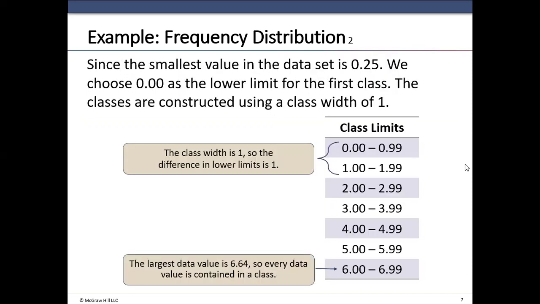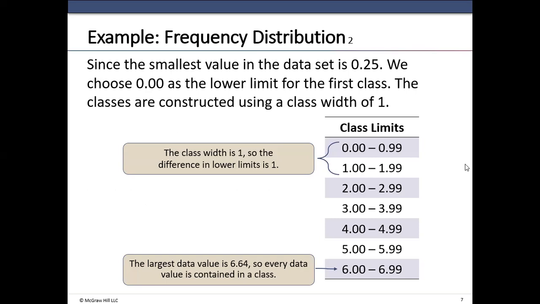Since the smallest value of the data set is 0.25, as I indicated, we choose 0. Why did I choose 0? Because it's slightly below 0.25. So if we start a class with 0, it will include the value of 0.25.